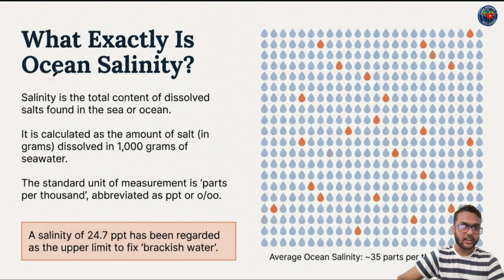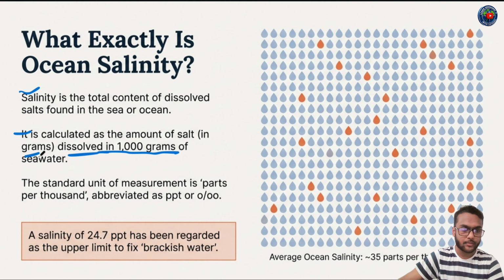Now, what exactly is ocean salinity? Salinity is the total content of dissolved salts found in a sea or ocean. It is calculated as the amount of salt in grams dissolved in 1000 grams of seawater. The standard unit of measurement is parts per thousand, abbreviated as PPT or ‰. A salinity of 24.7 ppt has been regarded as the upper limit to define brackish water.